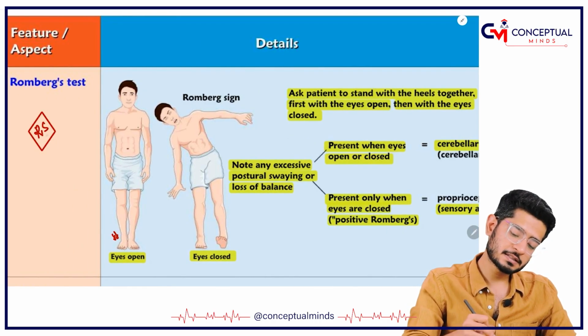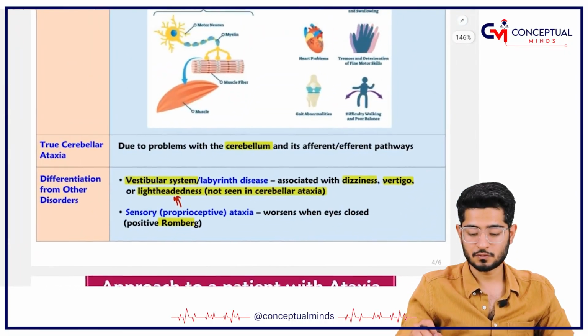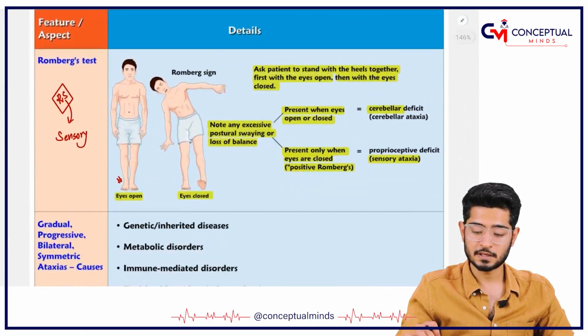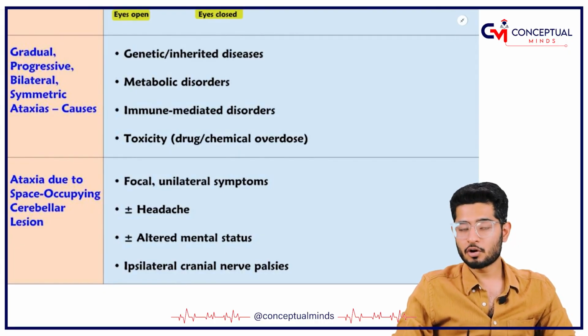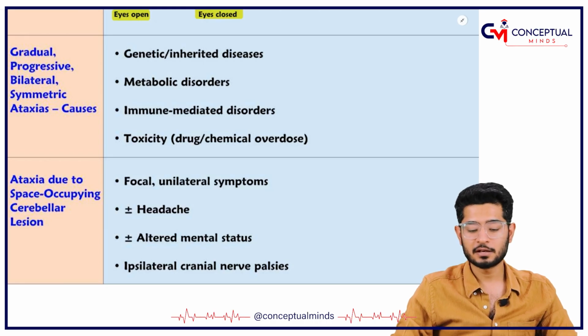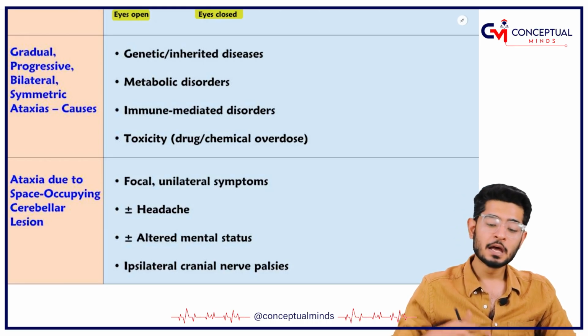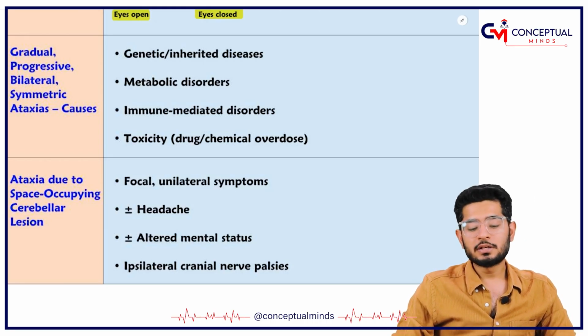So if the Romberg test is positive, this is suggestive of what? This is suggestive of sensory ataxia. This is suggestive of what? This is suggestive of sensory ataxia. Now, please understand what are the different causes of ataxia. So one I have told you cerebellar, other I have told you vestibular, the third one I have told you sensory. Now coming on to the different causes.